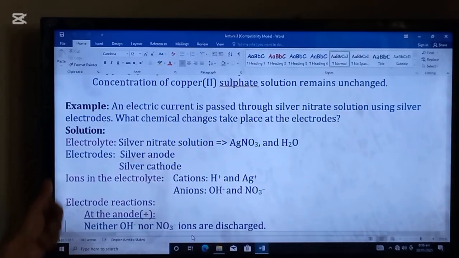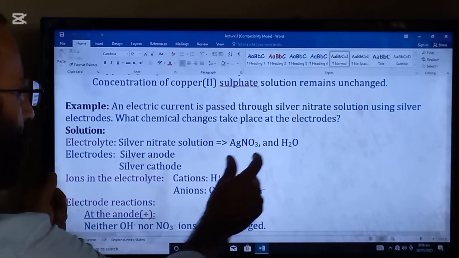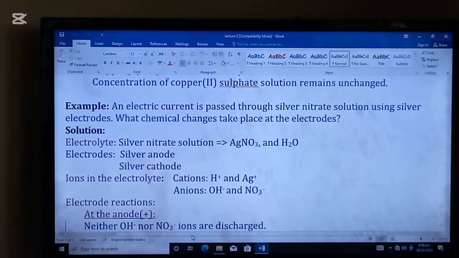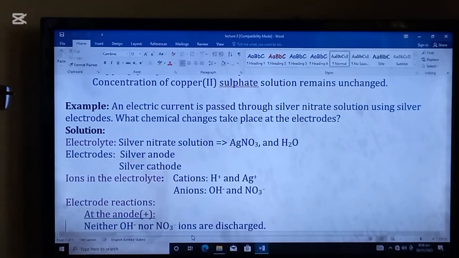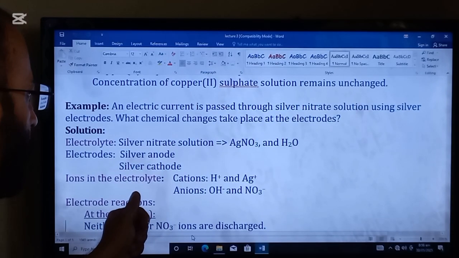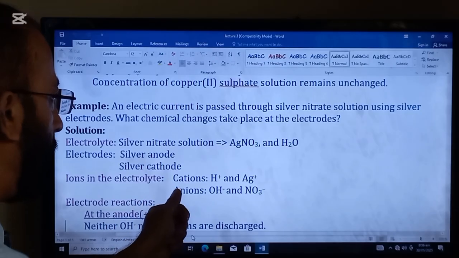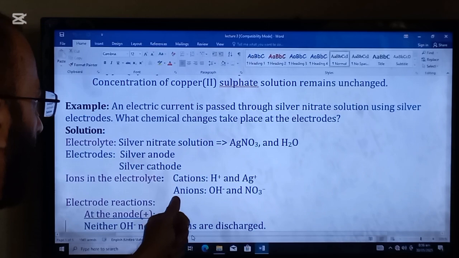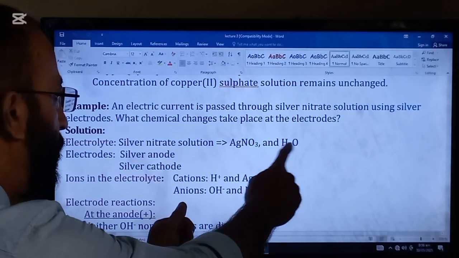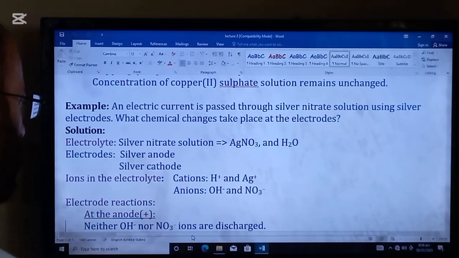The process: the electrolyte is silver nitrate and water. Electrodes are silver anode and silver cathode. Ions in the electrolyte: cations are H+ and Ag+. Anions are OH- and NO3-.